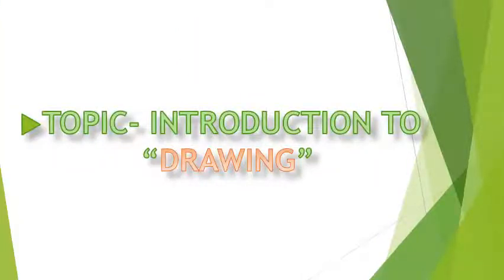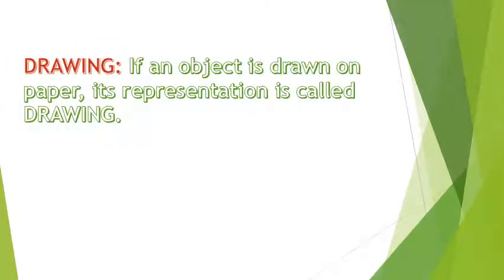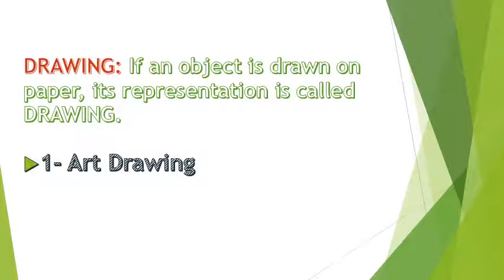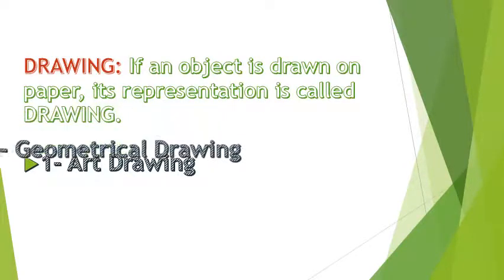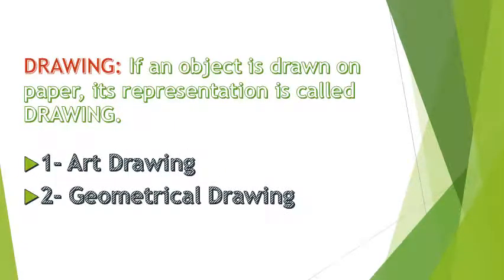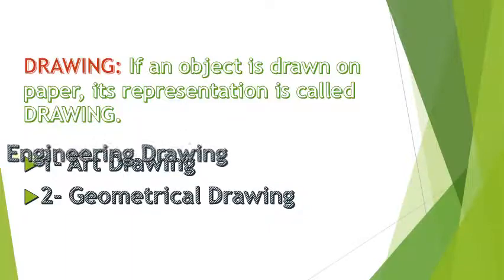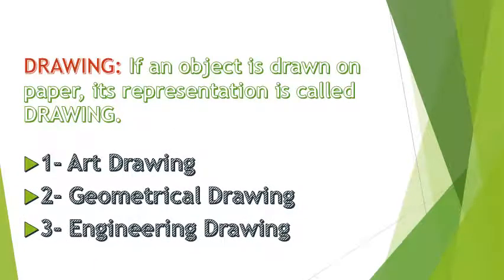So here in this first video, we will be discussing what drawing actually is, and we will have a brief introduction of its instruments and files. So first, drawing. If an object is drawn on a paper, its representation is called drawing, and it is of three types. First, art drawing. Second, geometrical drawing. And in the end, we will have engineering drawing, which we will be discussing more in this channel.